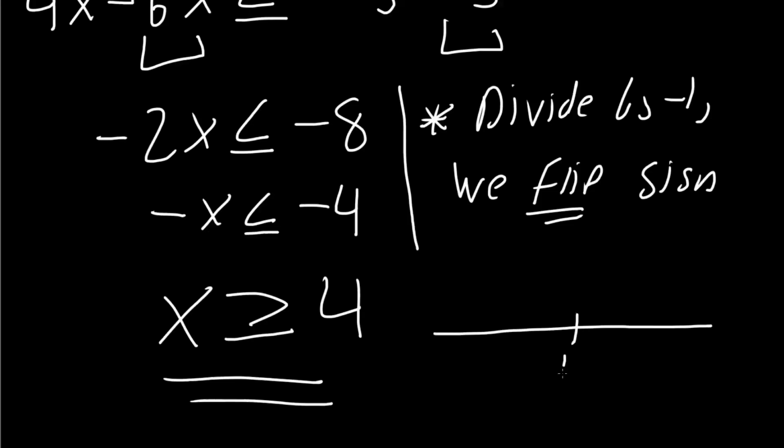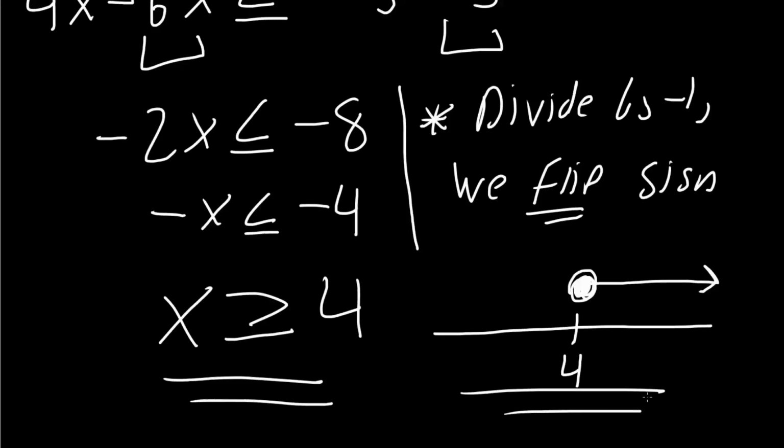So 4 is right here. It's saying x is greater than or equal to 4, so it's going to be a shaded circle because it includes 4, and the arrow would go this way because x is greater than or equal to 4, meaning x could be 4, x could be 5, 6, 7, and so on. And this would be the final answer. And that's all we need to do to solve inequalities and to also graph them.